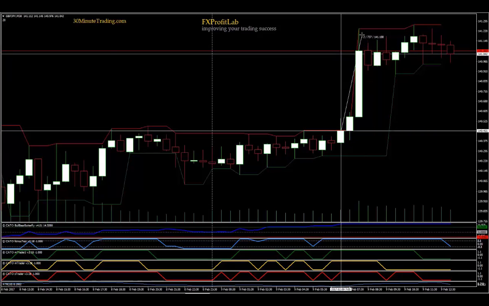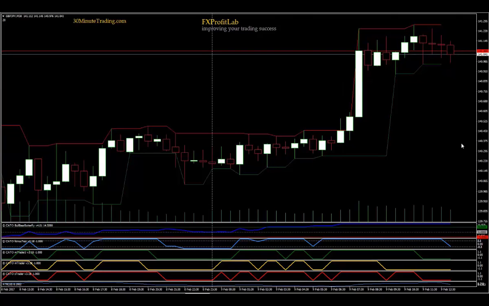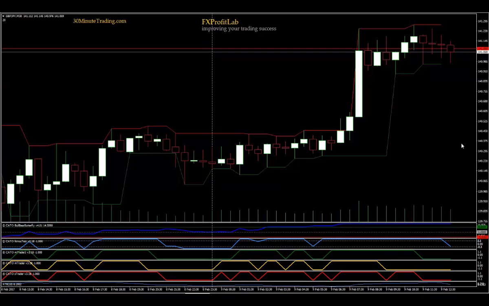73 pip target, profit up there. Trailing stop 76, coming back down there, so 60 something or other. You could have made 60 pips, something like that. So that's another example trade based on my Cato algorithms and indicators. So there you go, that's it, that's the thing.